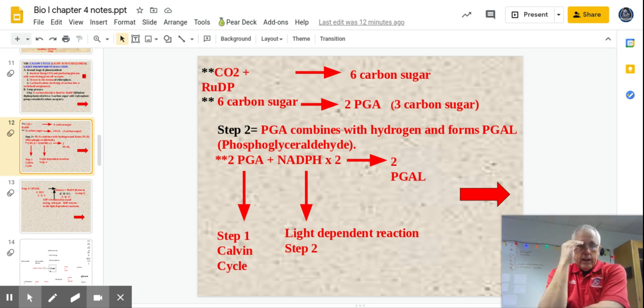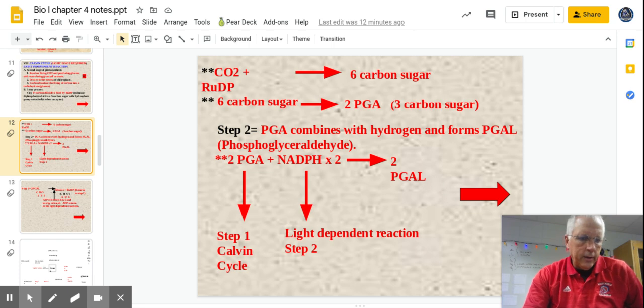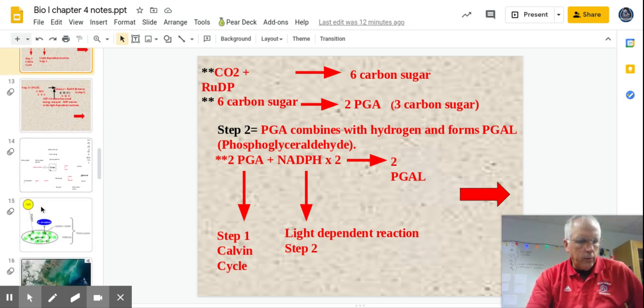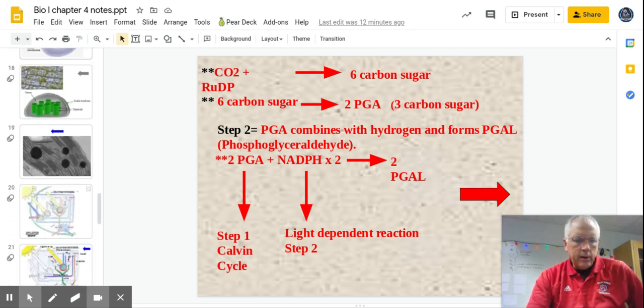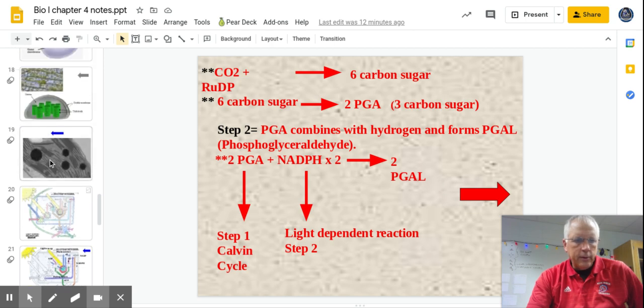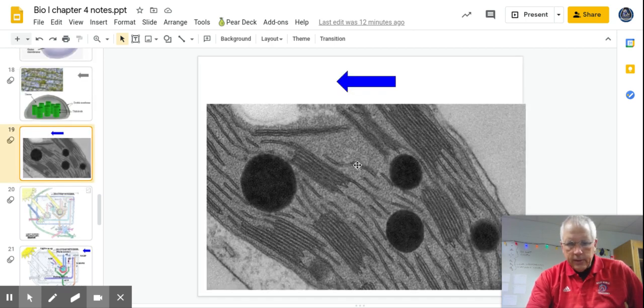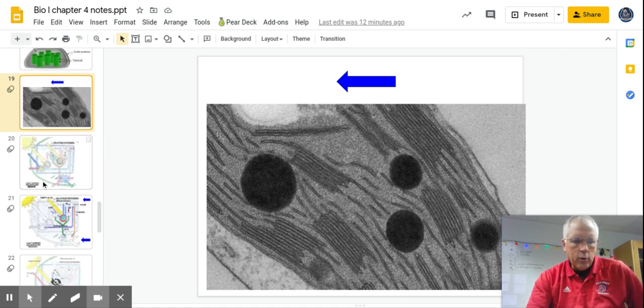Now, I could finish up notes, but I think it's going to get really confusing, so I'm just going to stop with notes right there. Really short today because I don't want to make this too complicated. Here's another picture. I want to show you some things. This is occurring out here in the solution, not in these little stacks. It's actually occurring outside here in what we call the stroma.